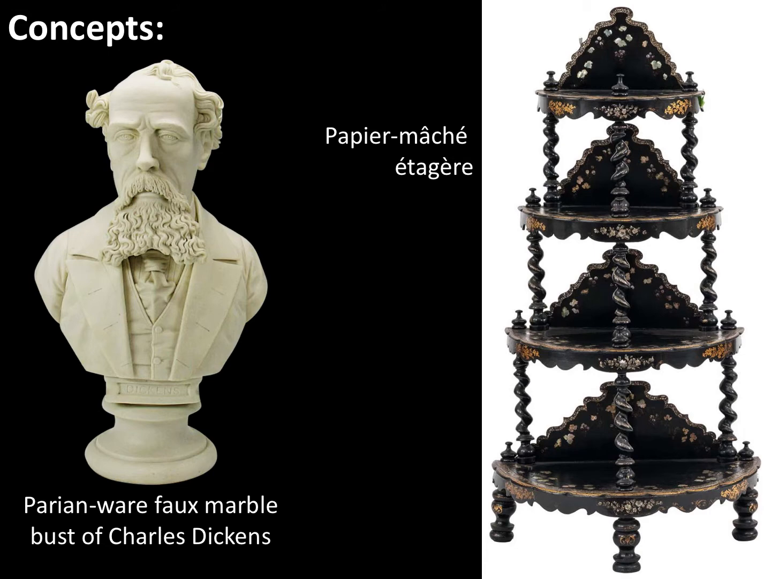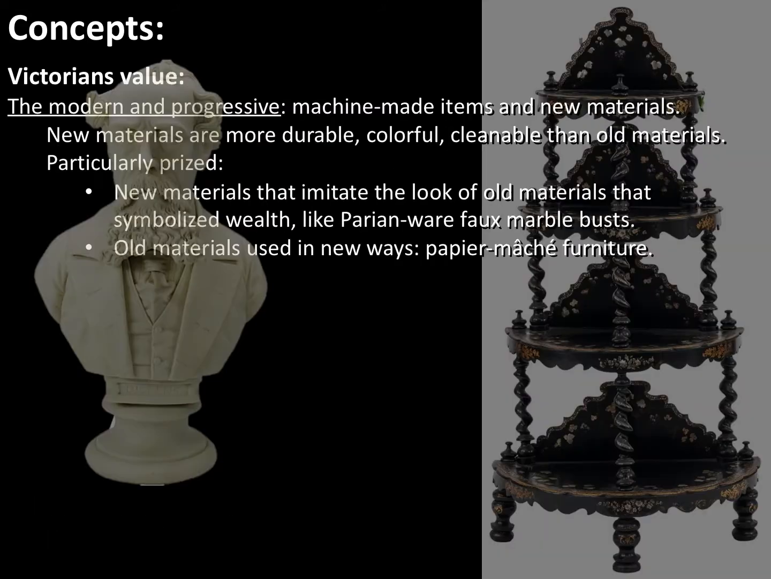And on the right here, you have an étagère, which is that curious little shelf that you use to put knickknacks on. But it's made out of papier-mâché. Yes, that material you used as a child using newspaper and glue, but now we're using this newspaper and glue idea to make old-fashioned looking pieces of furniture. How curious, right? So those are two examples of new materials that imitate the look of old things or old materials used in new ways.